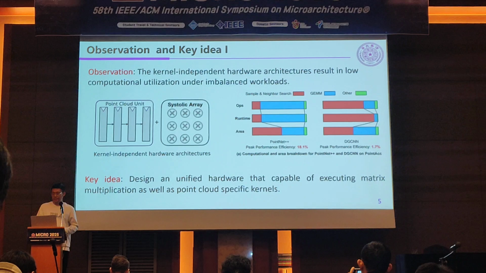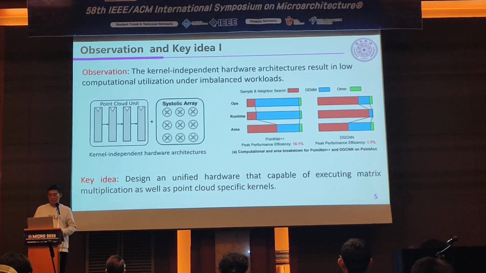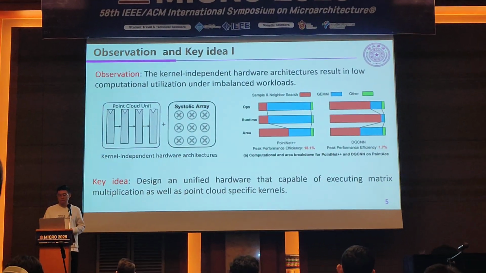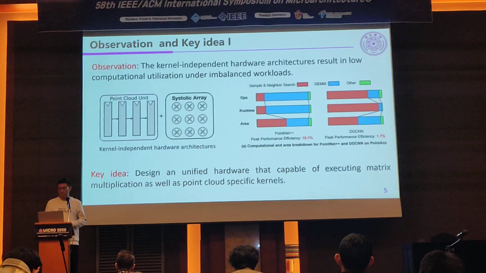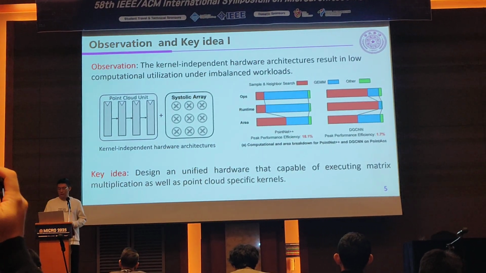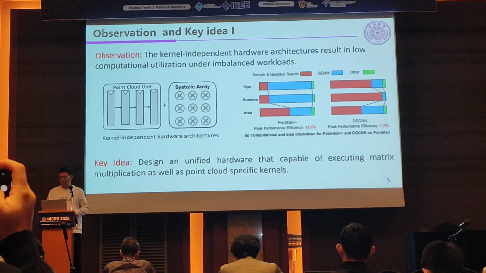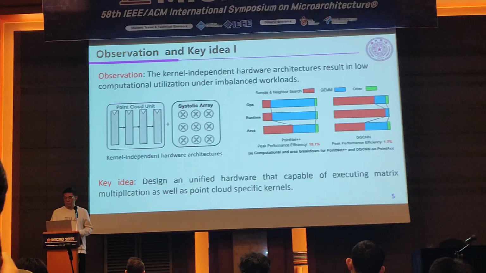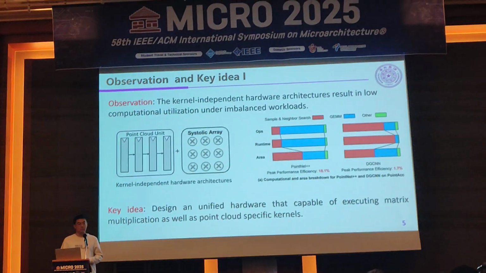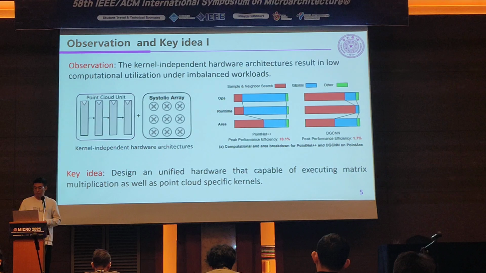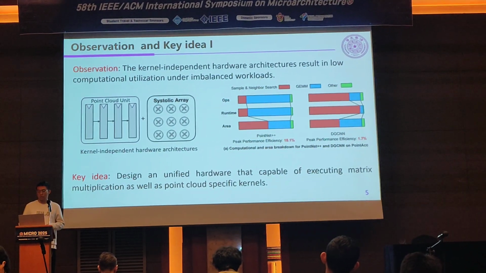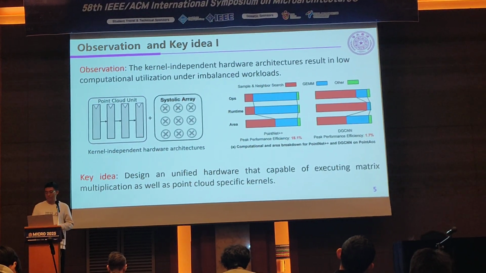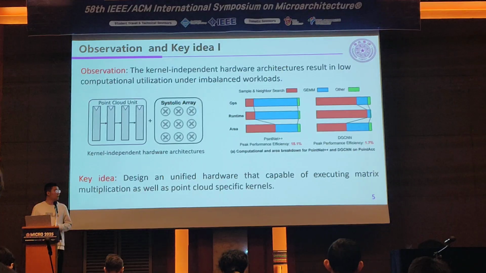Recently, many domain-specific accelerators have been designed for point cloud acceleration. They usually include a specialized unit for FPS and KNN and a systolic array for general matrix communication. However, these architectures are kernel independent, and that causes a problem. Different kernels run at very different speeds, which leads to low hardware utilization. For example, in the one network class, the hardware utilization dropped to 18%. In EDCN, the systolic array remained idle, with hardware utilization falling to 1.7%.